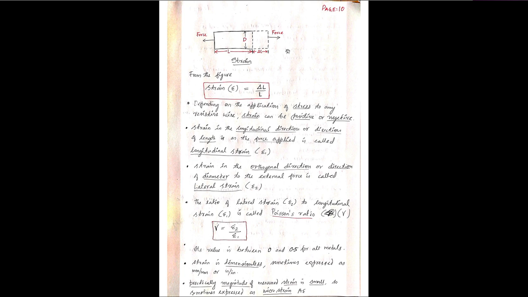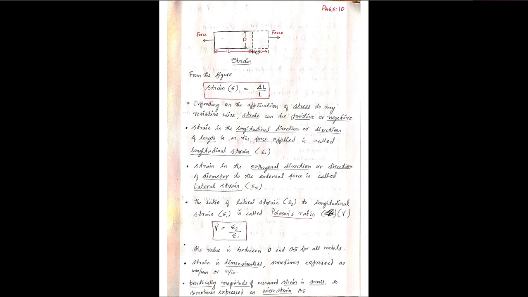Here you can see in this figure, a material is having a length L and a diameter D. When a force is applied in the longitudinal direction, you can see a change in length, a delta L change in length. So that is called strain.